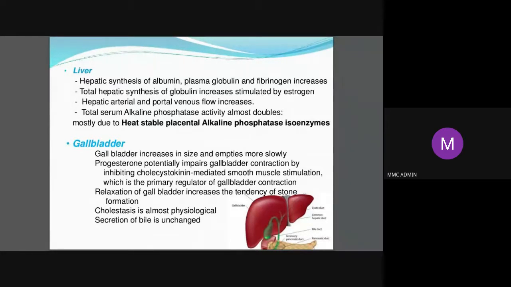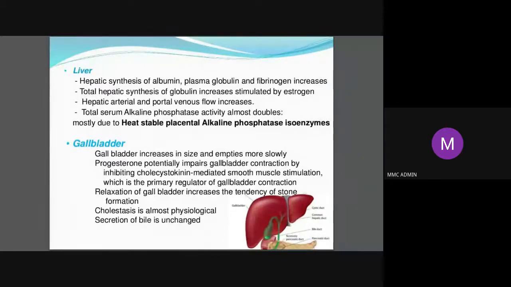Okay, gallbladder, again the same thing. It is not contracting. It is totally relaxed. So there is increased stasis, and an increased tendency to stone formation may be there.